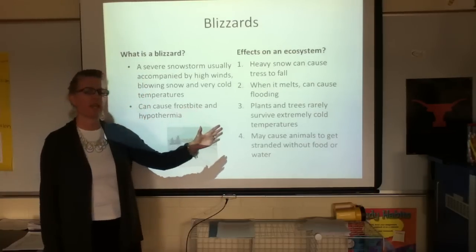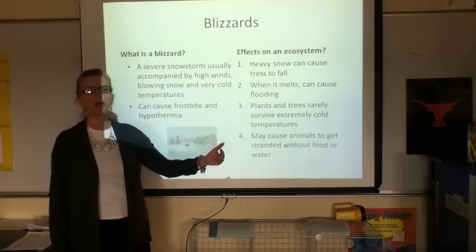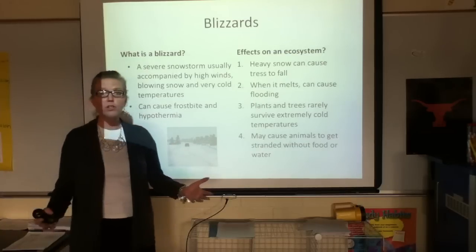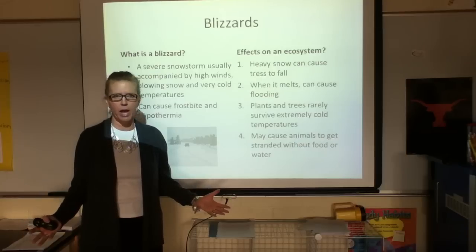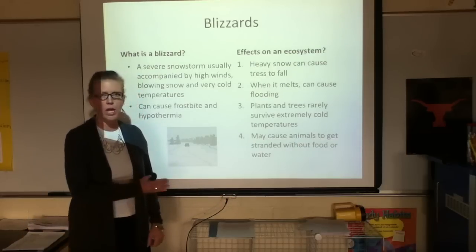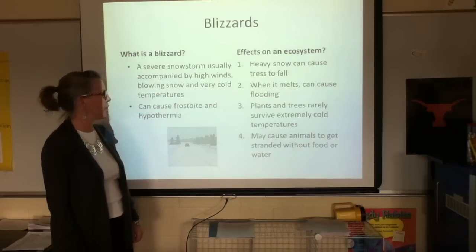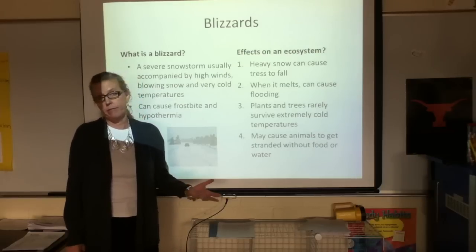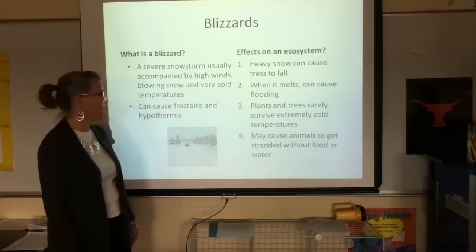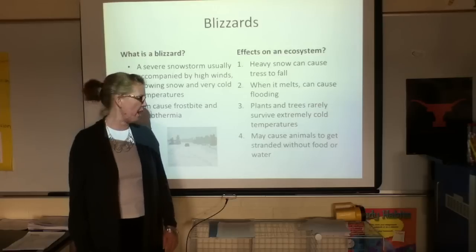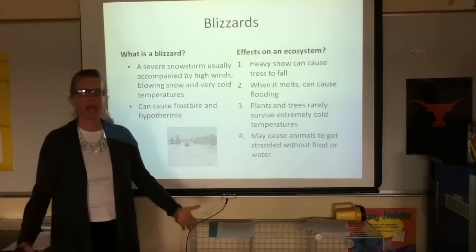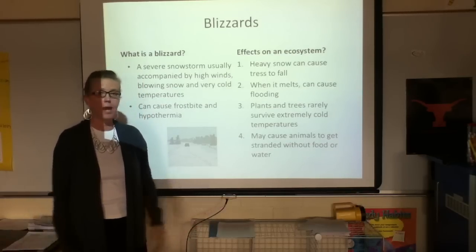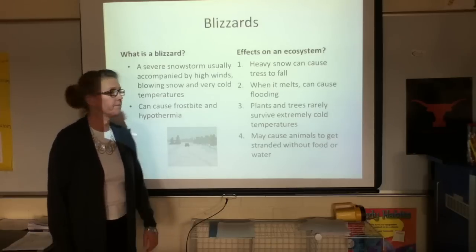How does it affect an ecosystem? Heavy snow can build up on trees and make trees fall over. When it melts, massive amounts of flooding can take place once the snow melts and destroy ecosystems. Plants and trees rarely survive extremely cold temperatures. They die. Number four, it may cause animals to get stranded without food or water, so animals can die in the ecosystem as well as plants and humans as well.